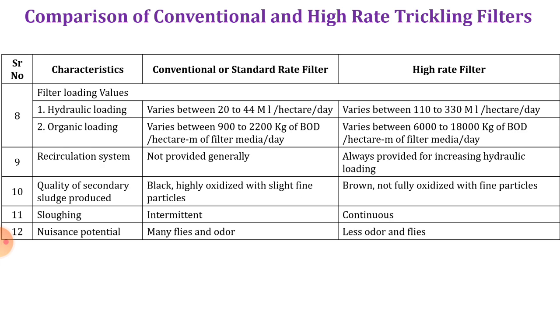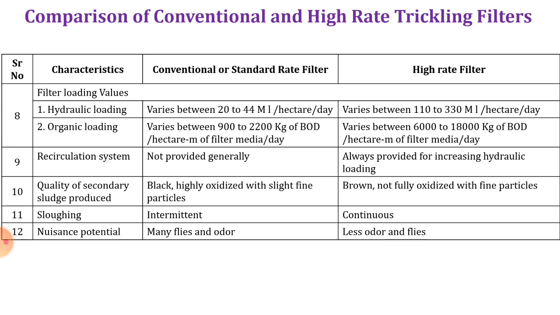The eighth point is filter loading value, in which there is hydraulic loading and organic loading. Hydraulic loading in the conventional varies between 20 to 40 million liters per hectare per day, whereas in the high rate it is 110 to 330 million liters per hectare per day. Organic loading in the conventional varies between 900 to 2200 kg of BOD per hectare meter of filter media per day, whereas in the high rate it is 6000 to 18000 kg of BOD per hectare meter of filter media per day.